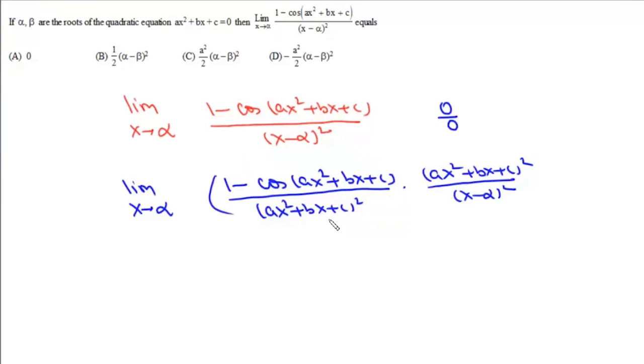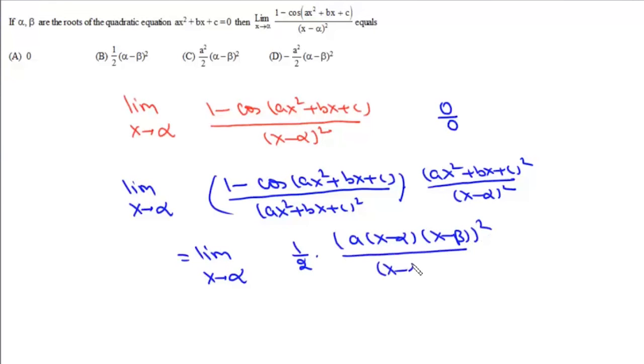Now this standard limit is 1 by 2, so we can write this as limit x tends to alpha, 1 by 2, and we can write this quadratic as a into (x minus alpha) into (x minus beta) whole square upon (x minus alpha) square. Now (x minus alpha) square will cancel, so the answer to this limit will be 1 by 2 a square into (alpha minus beta) whole square, and that's your option C.